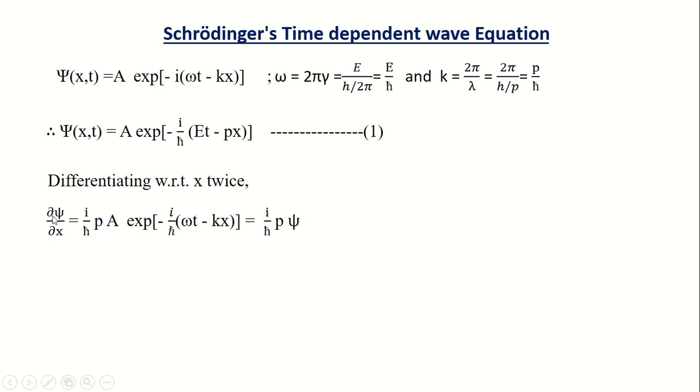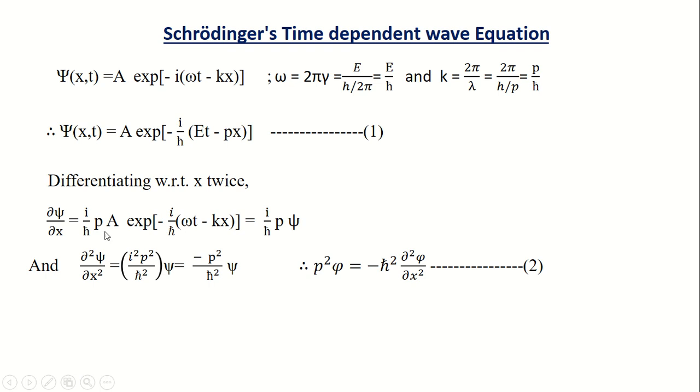Now let's again differentiate with respect to x. So dou 2 psi by dou x square is equal to dou by dou x of dou psi by dou x, but dou psi by dou x is i p by h cross into psi. So dou 2 psi by dou x square is equal to i square p square upon h cross square into psi. i square is minus 1, so it becomes minus p square upon h cross square into psi. So from this we can write, taking this minus h cross square on the left hand side, p square psi is equal to minus h cross square dou 2 psi by dou x square, and this is our equation 2.